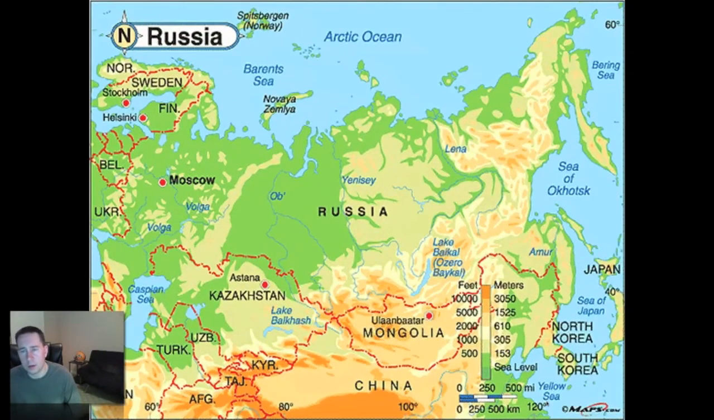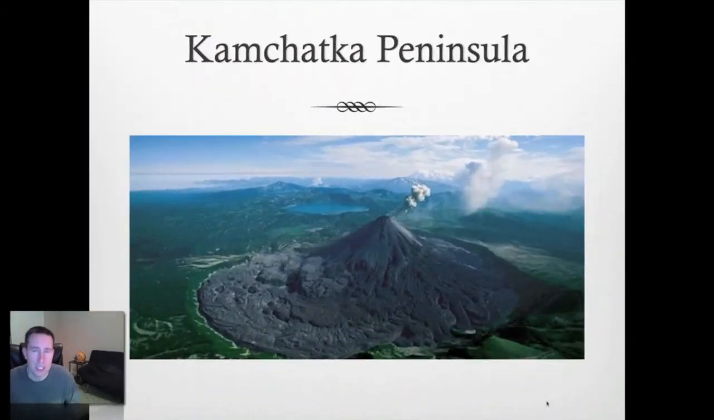Now, the next region we want to take a look at is the Kamchatka Peninsula. There we go. I was having some problems pronouncing that. This area, of course, lies right there on the Ring of Fire on the Pacific Plate. It's the largest tectonic plate in the world, and it's also by far the most active. Because of that, you see a lot of volcanoes in the Kamchatka Peninsula. In fact, this particular peninsula has over 100 volcanoes. I'm not exaggerating. It literally has over 100 volcanoes.